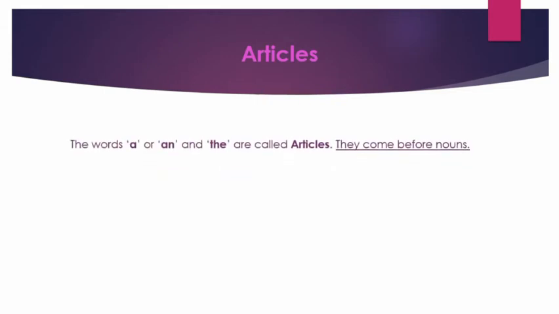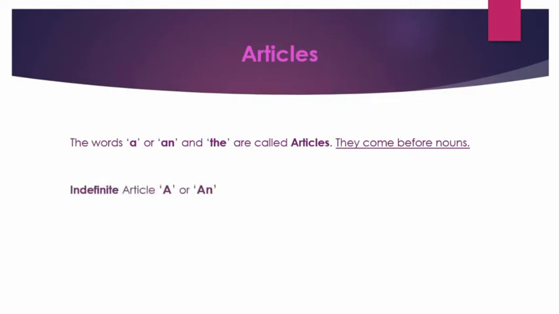Let's go. In this section, we will learn about articles. In English, a, an, and the are called articles. Normally, they come before nouns. Articles are categorized into two: the indefinite article, a or an, and the definite article, the. We will learn about these two in detail.